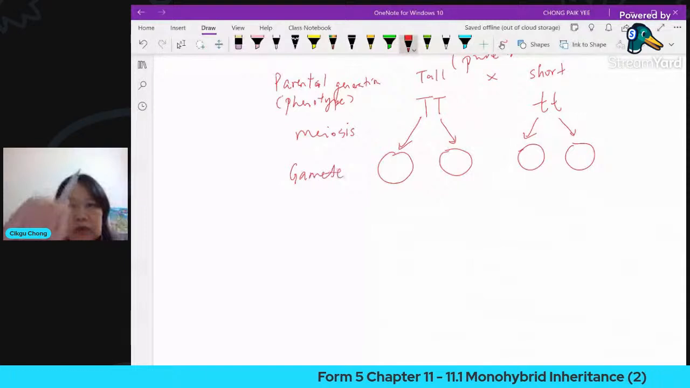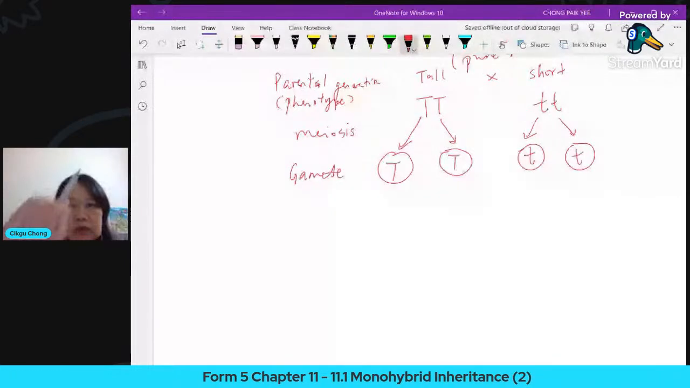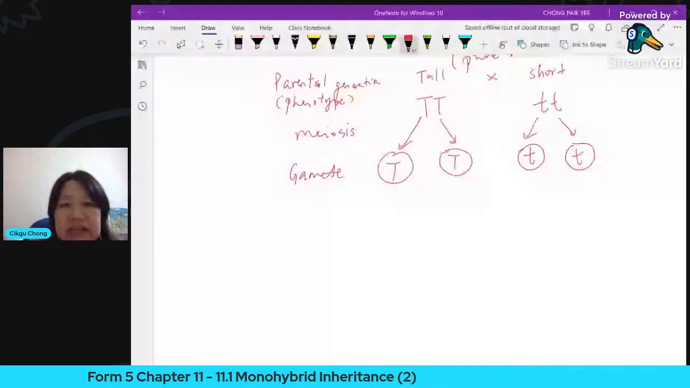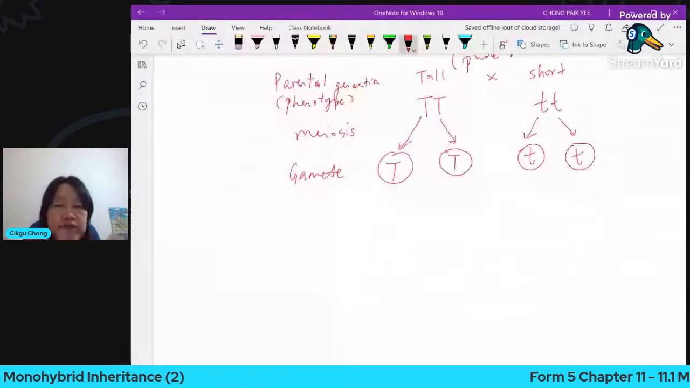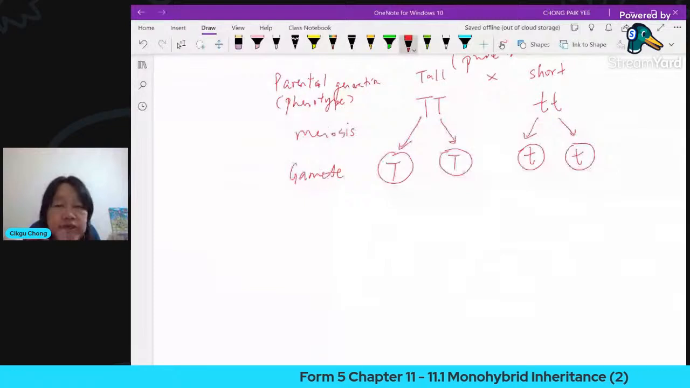Okay, next you have to show fertilization. Now, fertilization is very simple. Remember, 1, 3, 1, 4, 2, 3, 2, 4. Always follow this rule. You know why I tell you to remember this? Because I've had students previously who did not know how to do it. They just simply draw like this.